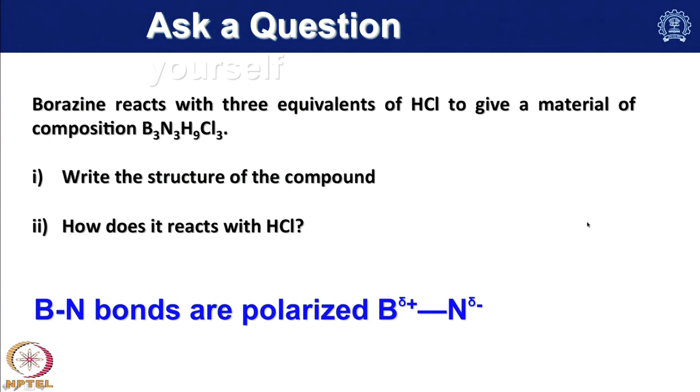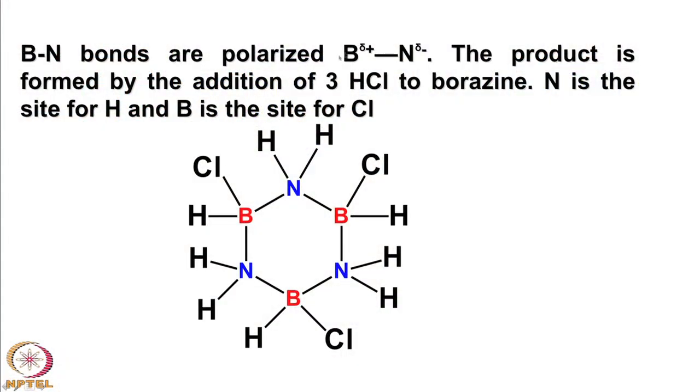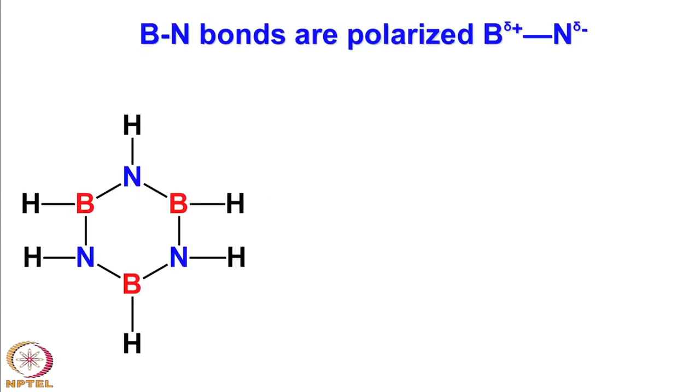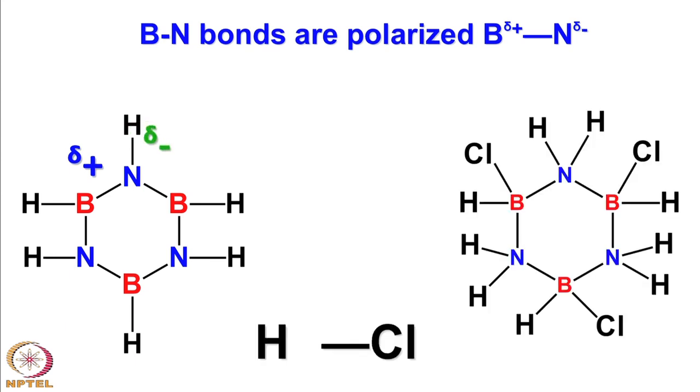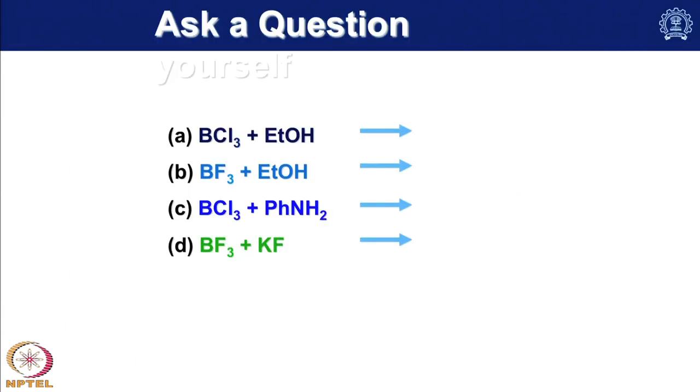Once you polarize, you can notice where exactly Cl will be going and where H will be going. Since B plus is there, Cl minus will come, and N minus is there, with a lone pair, so H will come here and you form a compound of this type. So, this is the product of the reaction of borazine with HCl. You can see the charge is here, so automatically you know where HCl goes and you get that product.